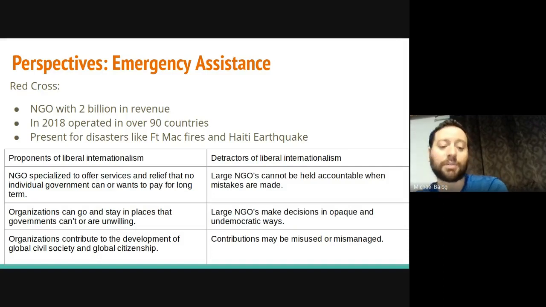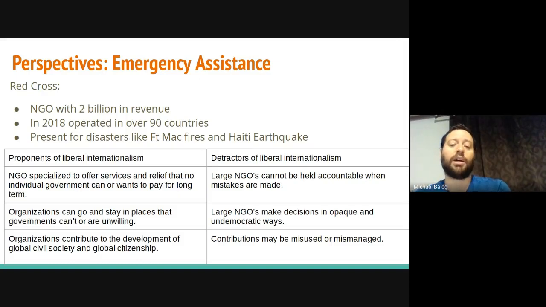Now, proponents of liberal internationalism might counter and say, look, these types of organizations contribute to the development of a global civil society where people feel connected to each other and they're making contributions and they're making change to make the world a better place.